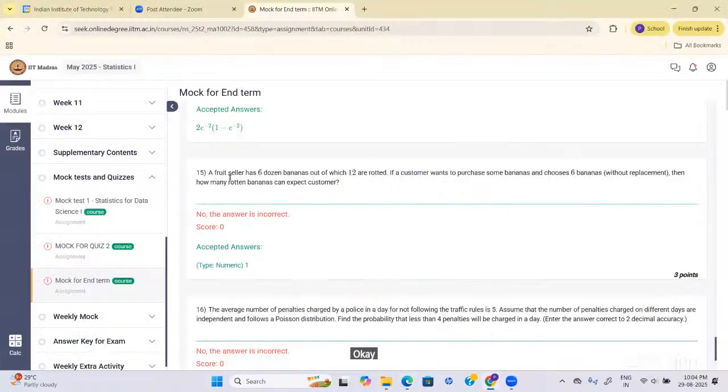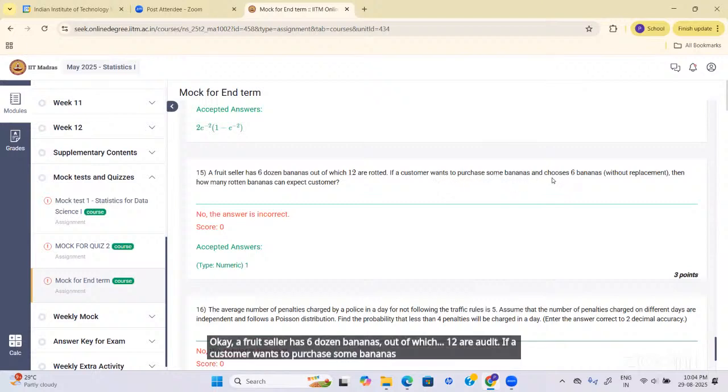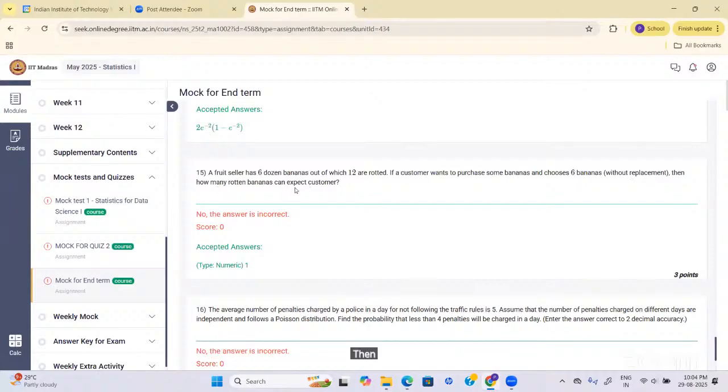Okay, a fruit seller has 6 dozen bananas, out of which 12 are rotted. If a customer wants to purchase some bananas and chooses 6 bananas without replacement, then how many rotten bananas can the customer expect? So what will be the distribution here? Hypergeometric, because we are selecting items without replacement.